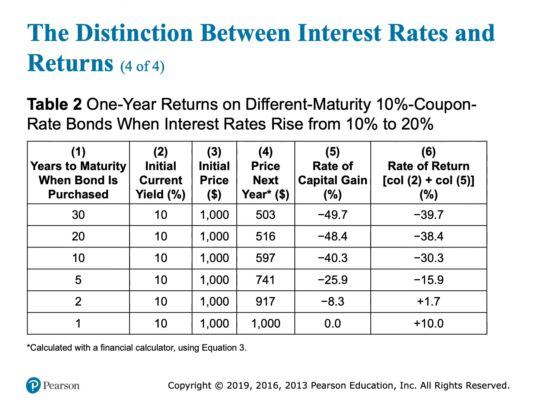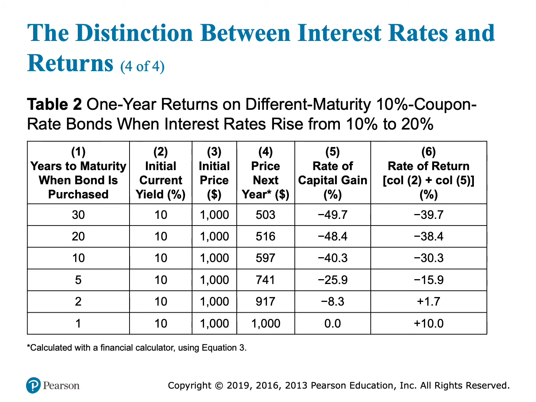When the bond was purchased, we've got a 30-year maturity, a 20-year, a 10-year, a 5-year, a 2-year, and a 1-year, right? The initial current yield on each and every one of these, we're going to keep the same. It's 10%, 10%, 10%, 10%. The initial purchasing price of any of these differing maturity bonds will keep the same at $1,000. And now we're going to assume that the interest rate has doubled. It's gone from 10% to 20%.